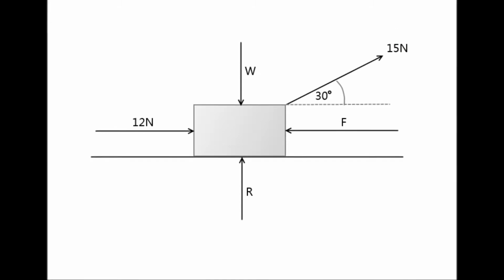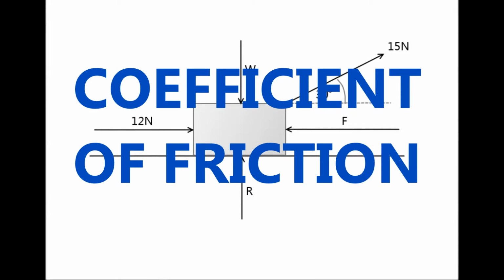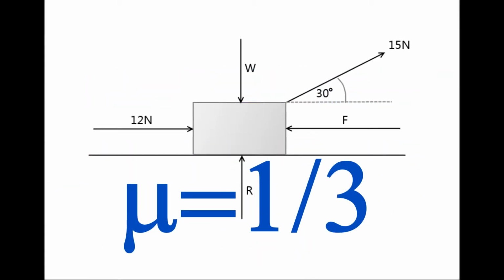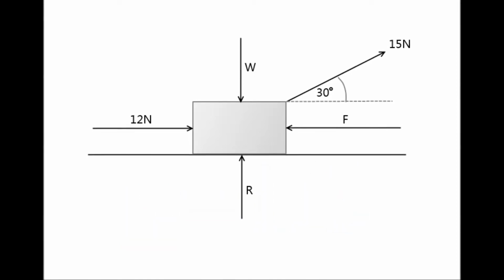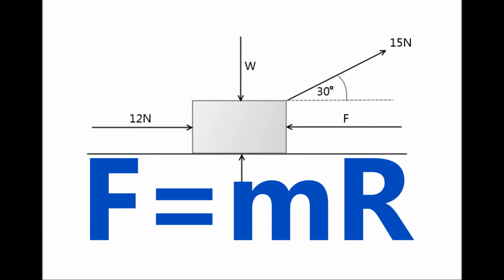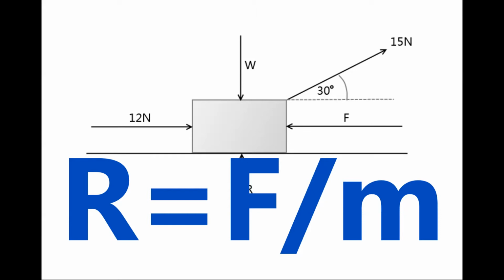So with our value for the friction, we can now find out what the reaction force to the weight must be. We are given that the coefficient of friction for this box and the surface it is on is 1/3. This is also known as mu, the name of the Greek symbol that's used for it. The equation that we have for this sort of thing is F equals mu R. We can rearrange that to find R, which would be R equals F over mu.